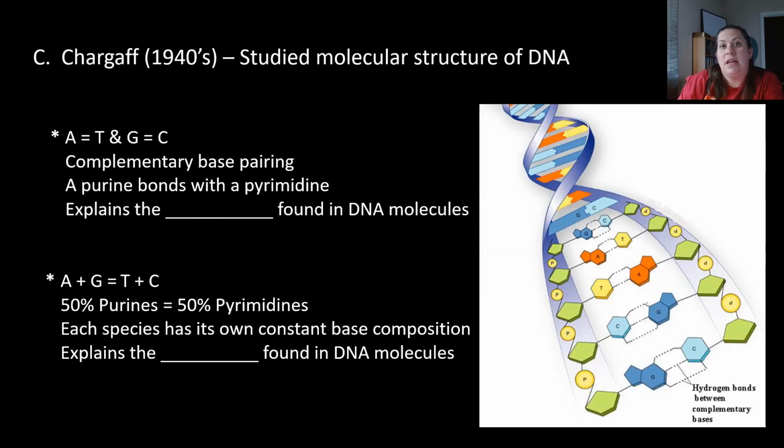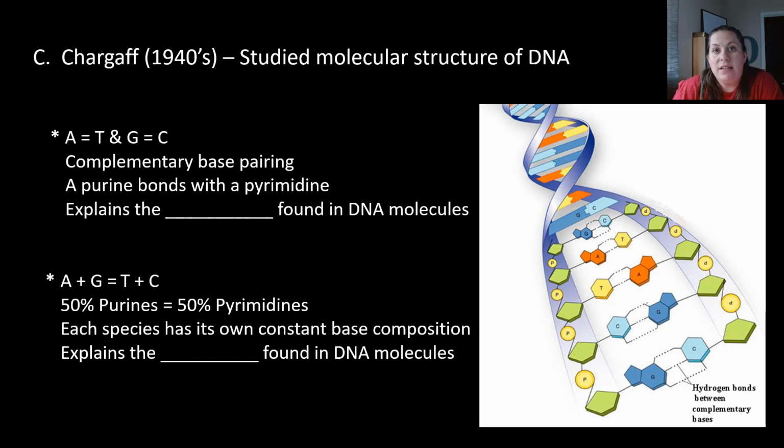So this brings us to another scientist. It's called Chargaff. Chargaff was in the 1940s, and he studied the molecular structure of DNA. He's the one that came up with some rules here. He said if A equals T, then G has to equal C. This is known as complementary base pairing.